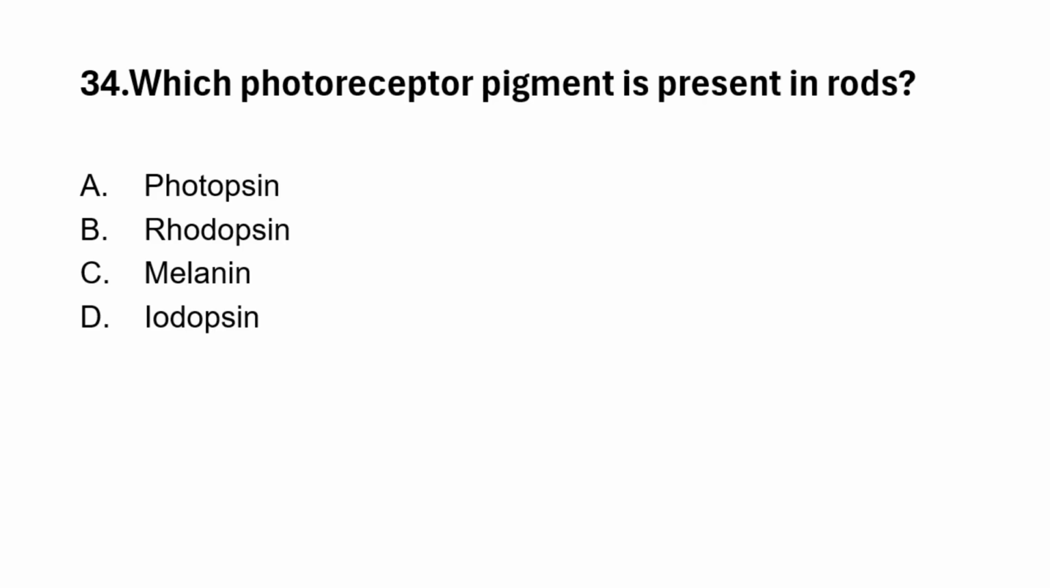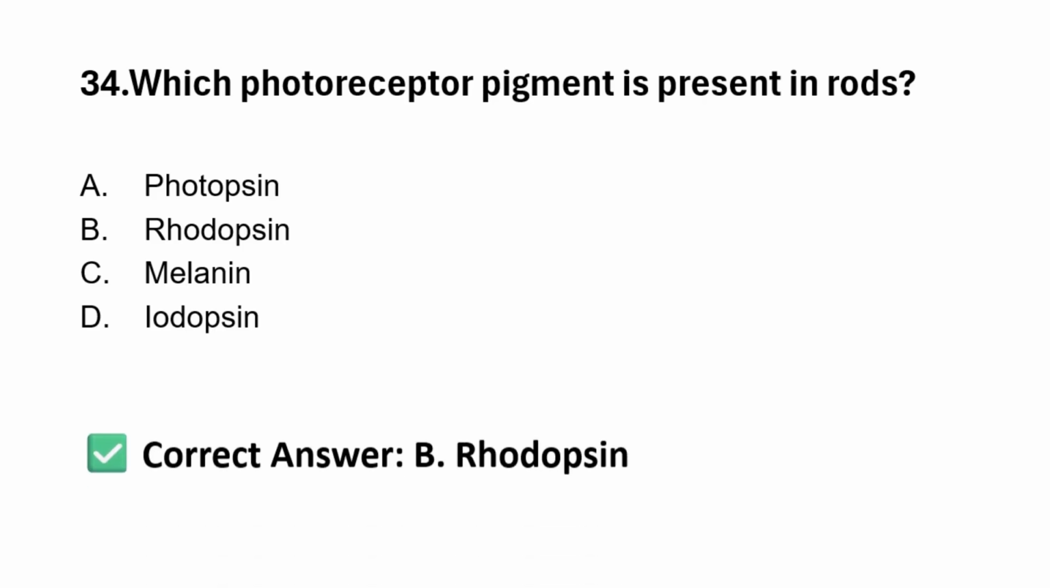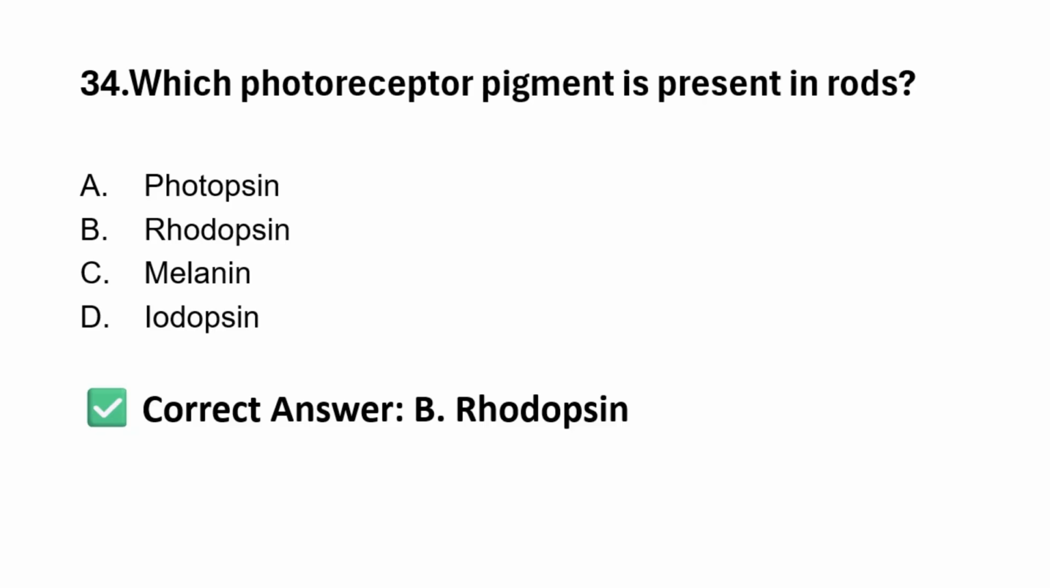So the correct answer is option B rhodopsin. Rhodopsin is the visual pigment found in rods and it helps rods detect light, especially in dark conditions.